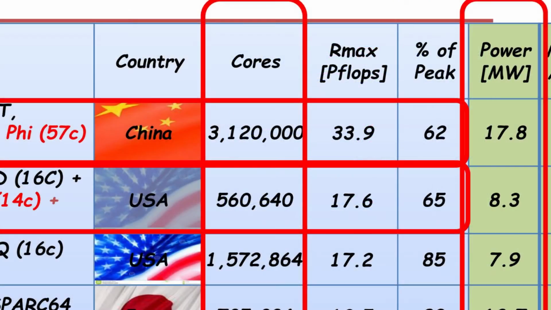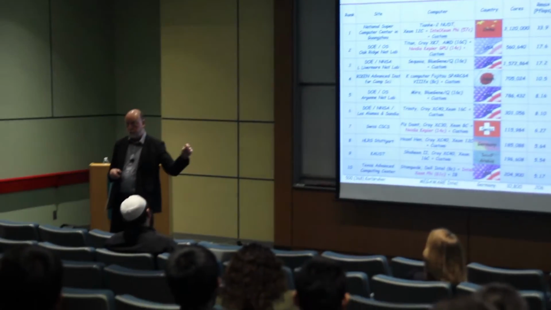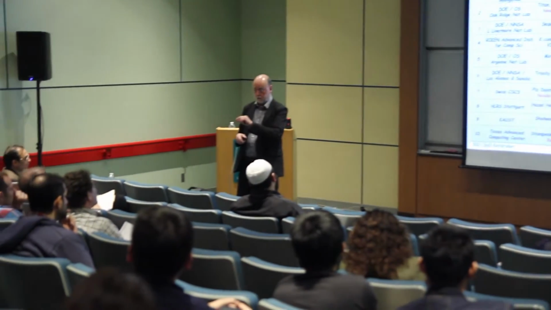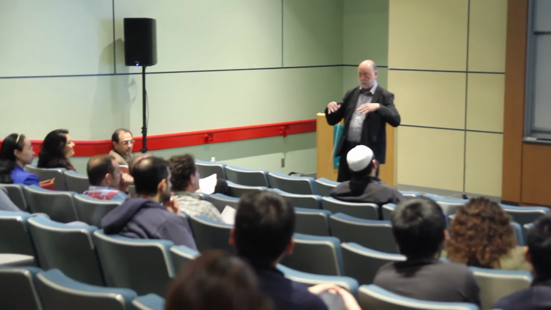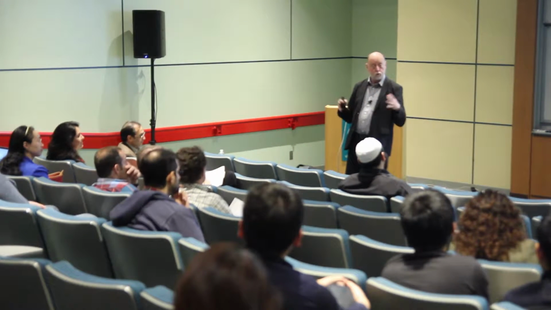They achieved 34 petaflops, which is 62% of the theoretical peak. Yes? 3 million with the Xeon Phi or without? So that's what I call cores. That's cores from Xeon and cores from Xeon Phi, right? So that's how that aggregate comes about. It's a heterogeneous system, absolutely.